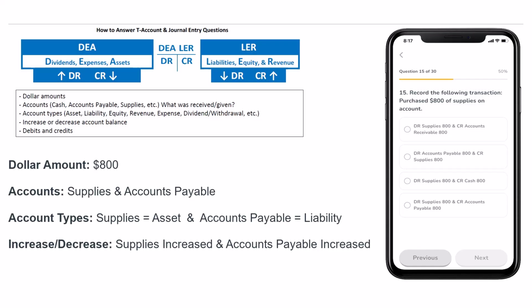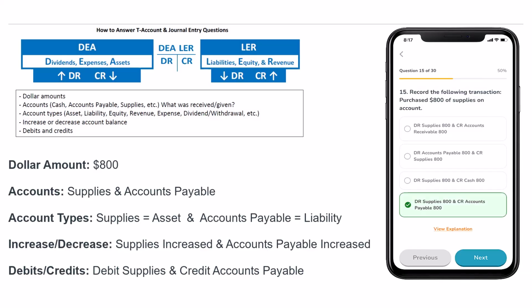And finally, we know that supplies is an asset and that the balance of the supplies account increased, which means we should debit supplies. Additionally, we know that accounts payable is a liability and the balance of the accounts payable account increased, which means we should credit accounts payable. So the answer would be the fourth option.